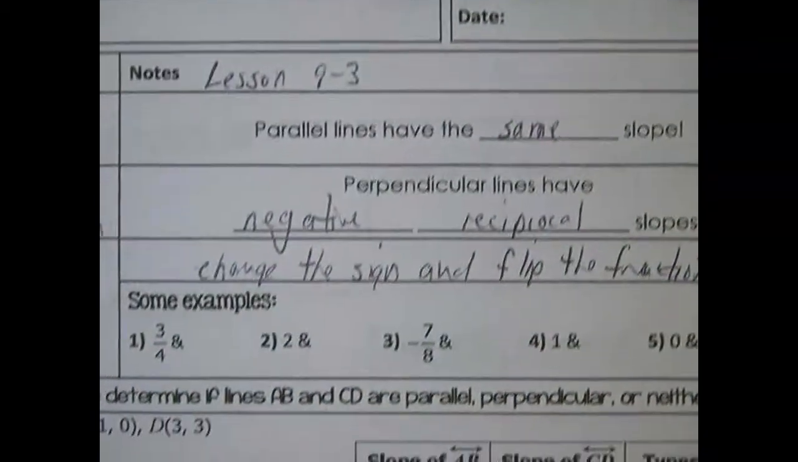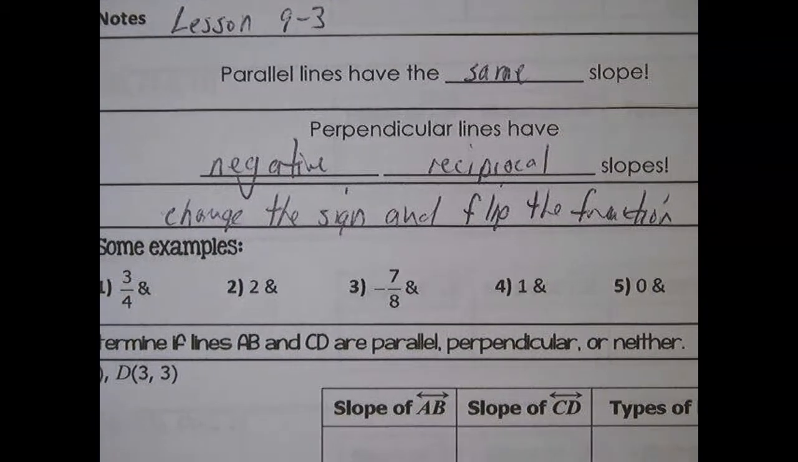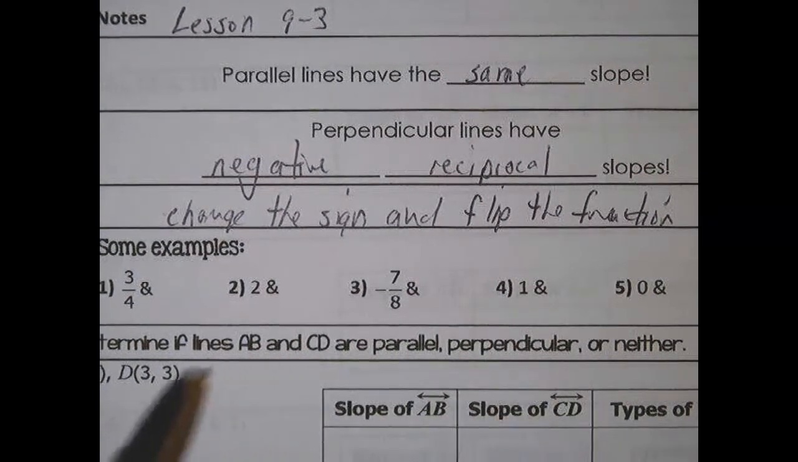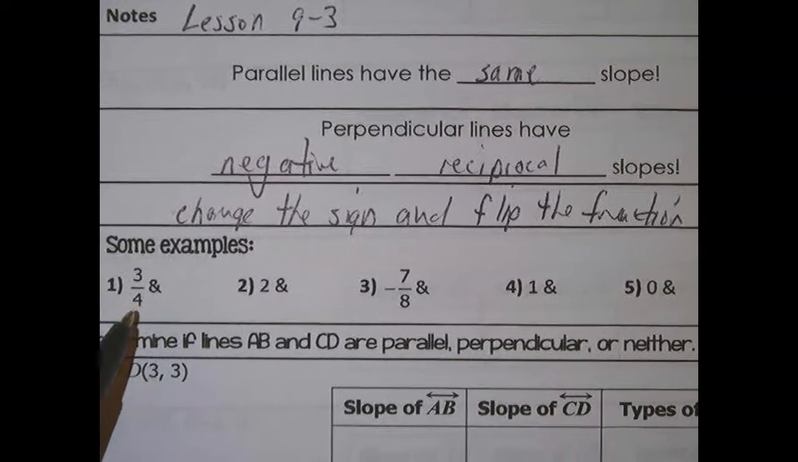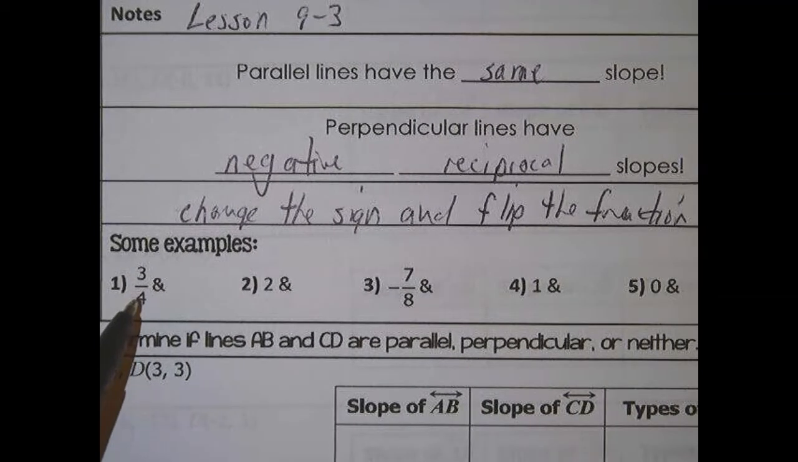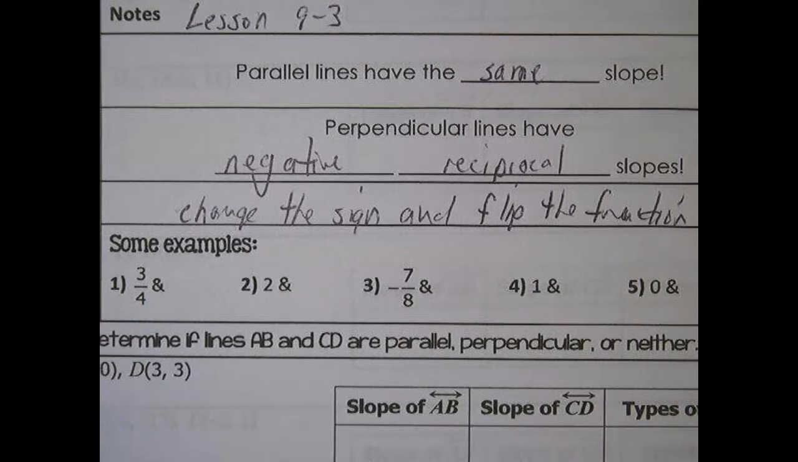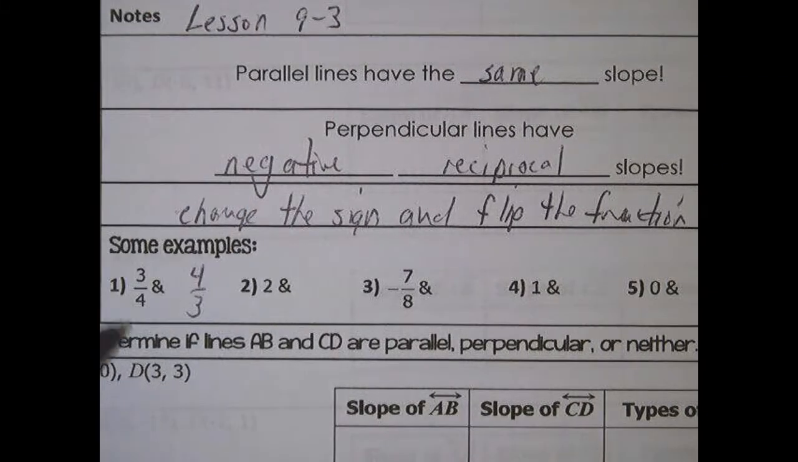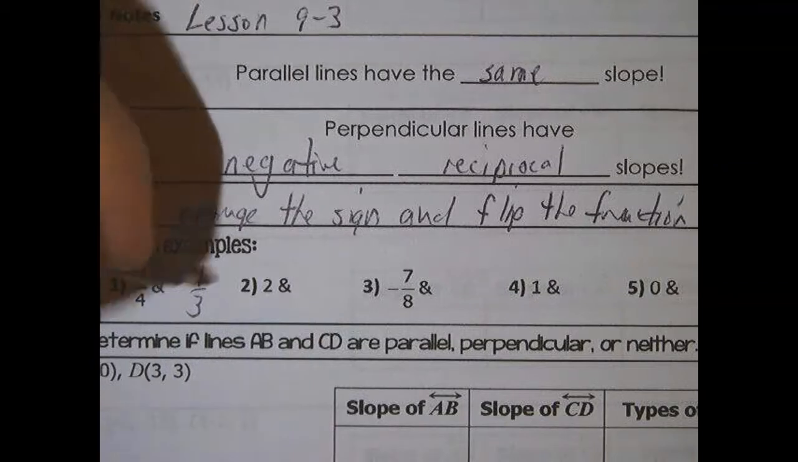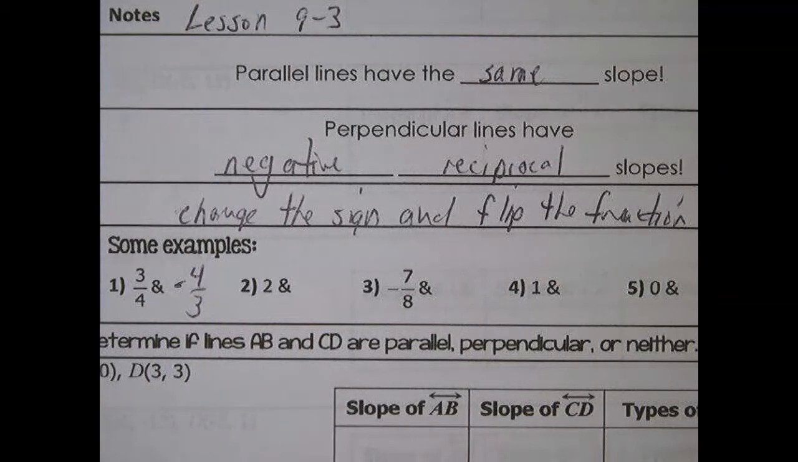So let's look at a couple of examples of some potential slopes. So these might be slopes, these problems 1 through 5. If the slope of one line is 3/4, then the perpendicular line to that, the negative reciprocal to 3/4, would be 4/3. That's flipping the fraction. And now we have to change the sign. So it would be negative 4/3.